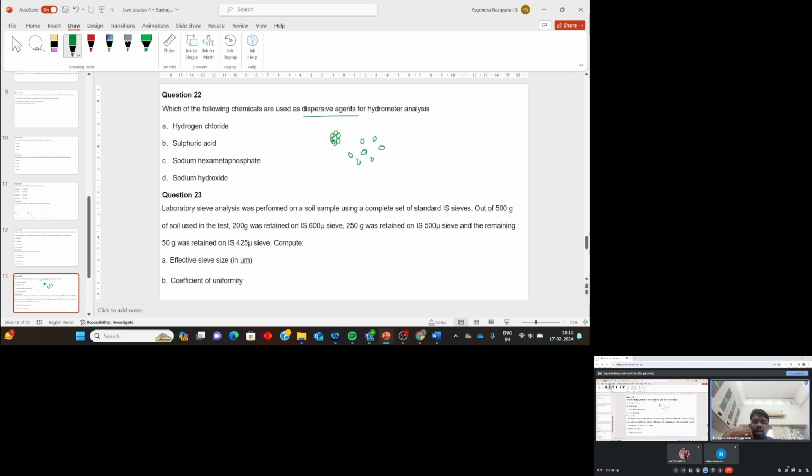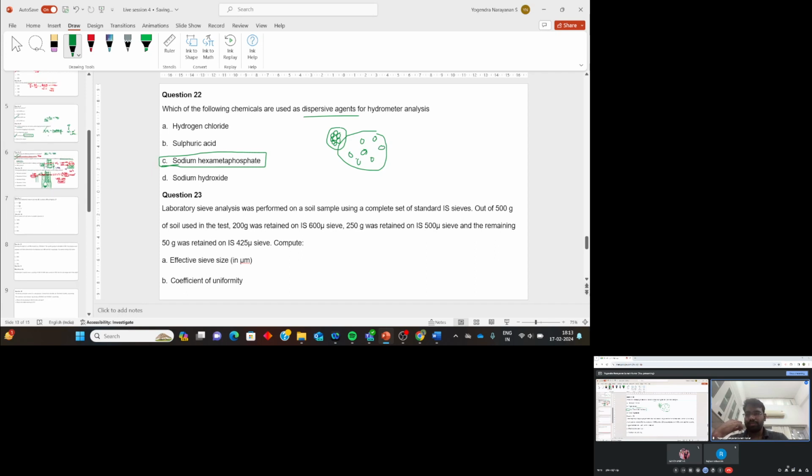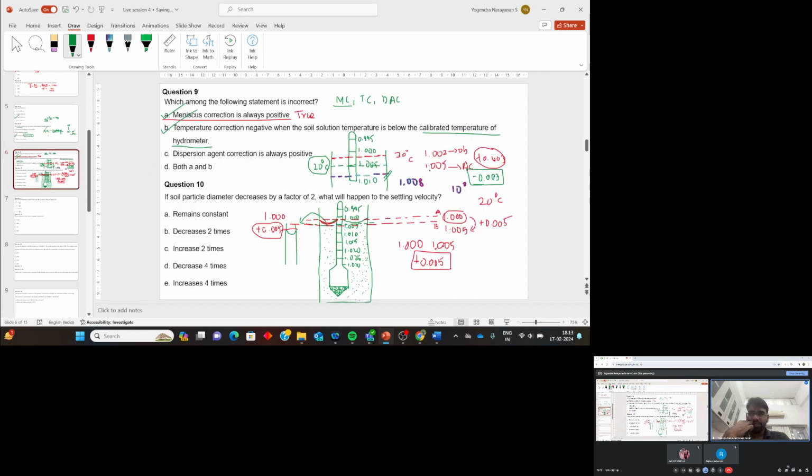One of the common agents used for this purpose is sodium hexametaphosphate. If you don't remember, please revisit the lecture. The dispersive agent used is sodium hexametaphosphate. So, when you add this, the flocculated material or clogged material will be dispersed. It will be divided into several individual particles. Right?